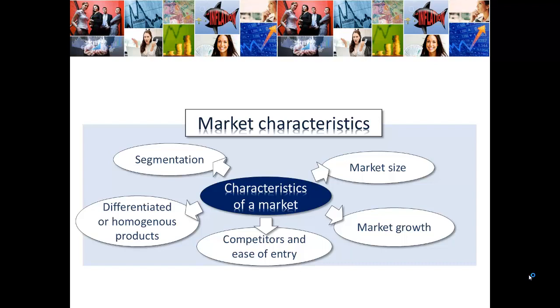So a differentiated market, an example there might be the market for cell phones. So Apple iPhone is a little bit different to the Samsung, which is again different to the other brands of cell phones out there. An identical product, an example there would be electricity.